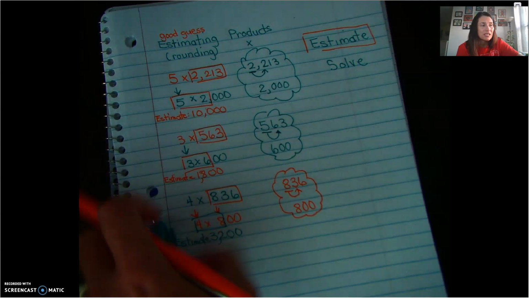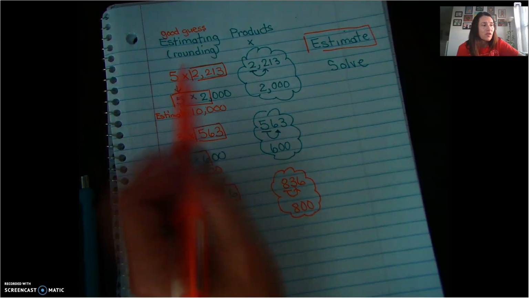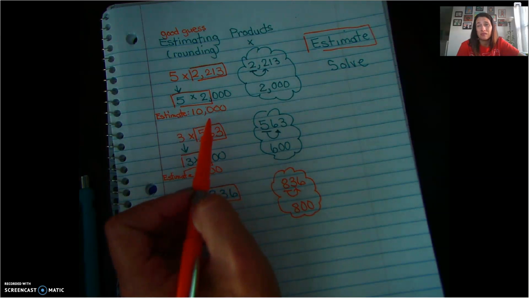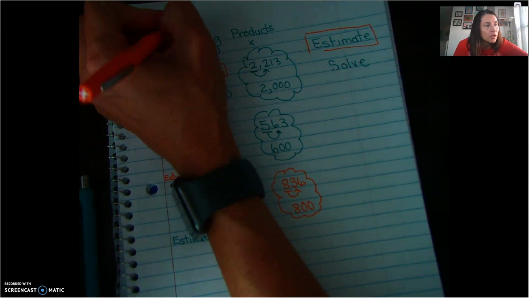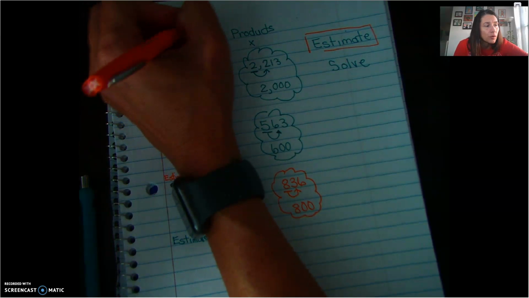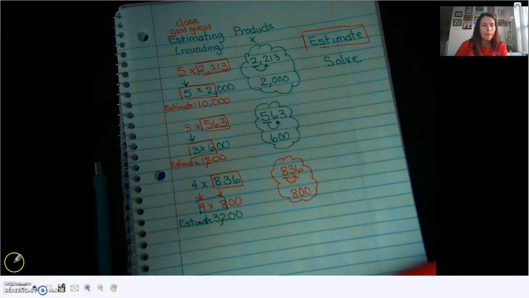So we're going to be practicing estimating products. We're not finding the answers. We're just finding estimates, good guesses, like what's close to it. And when you estimate, you want to be close to the number. We'll be practicing more of these today, and we're also going to put them into some story problems.